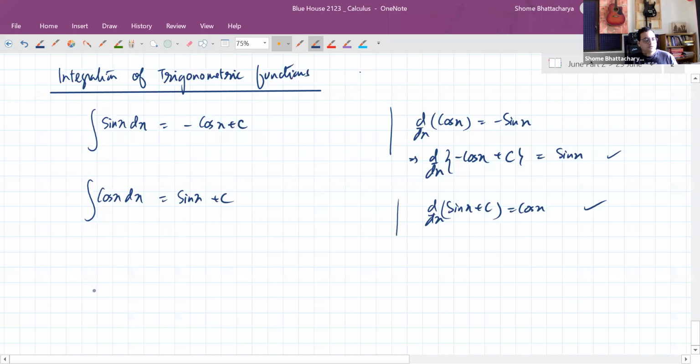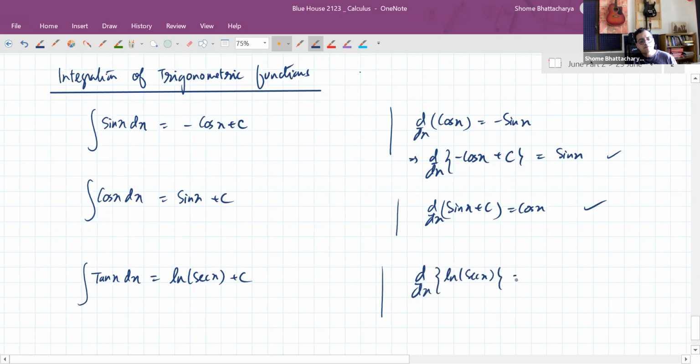Now after these two, the formula become a bit more complicated. Integration of tan x is given by natural log of sec x plus c, because if you differentiate natural log of sec x by chain rule, you will see you have 1 by sec x into differentiation of sec x, which is sec x into tan x. That becomes tan x. So this is, you can say in a way, the proof of this formula.